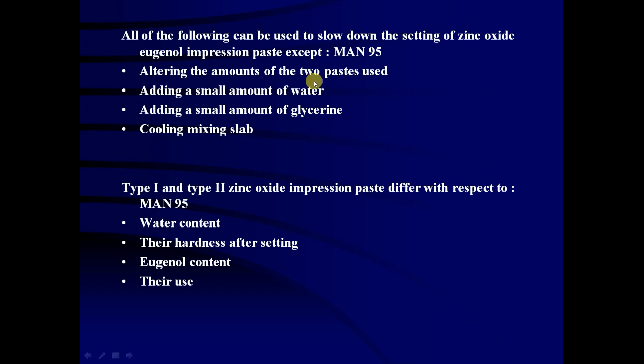All of the following can be used to slow down the setting of the zinc oxide eugenol impression paste, except: altering the amount of the toothpaste used, adding a small amount of water, adding a small amount of glycerin, cooling the mixing slab. Now I have put these questions, and you have to answer them. So the answer is adding a small amount of water. I have already discussed this with you.